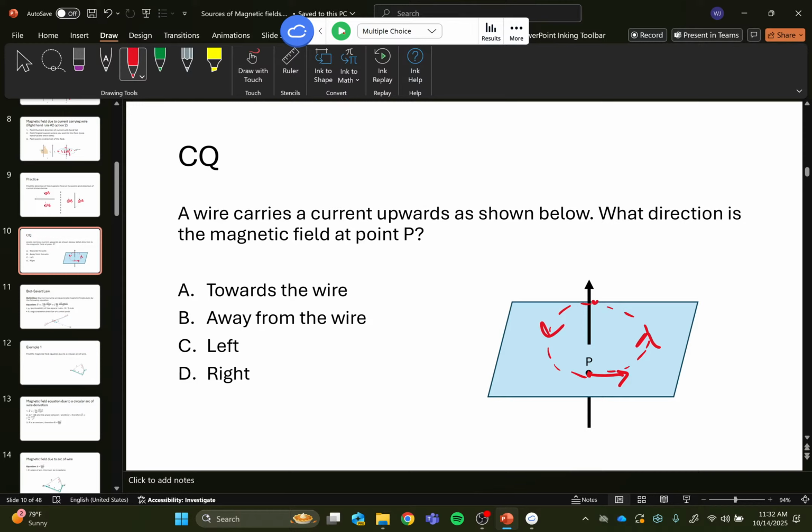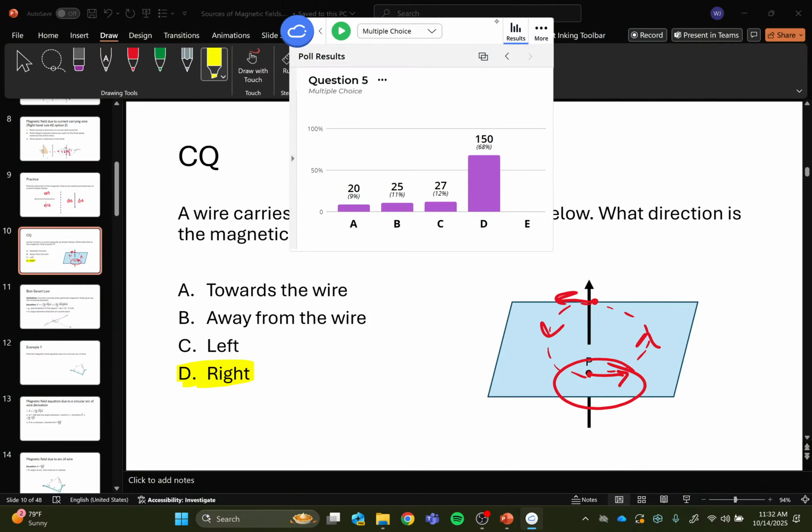So if you want the field back here, it points to the left. But we want this one. I didn't ask for the field everywhere. I asked for it at one specific point. I can't ask for it everywhere because then there's an infinite number of answers. So, great. To the right.